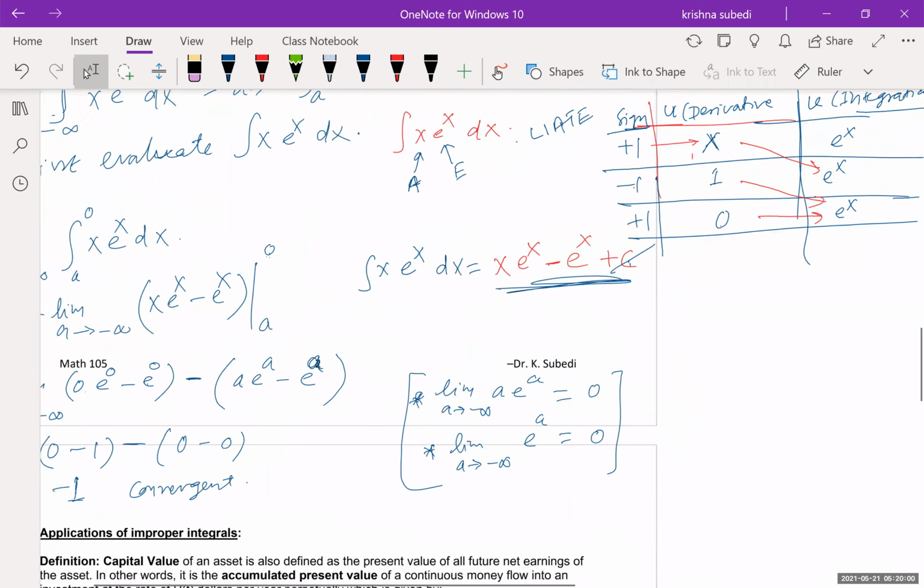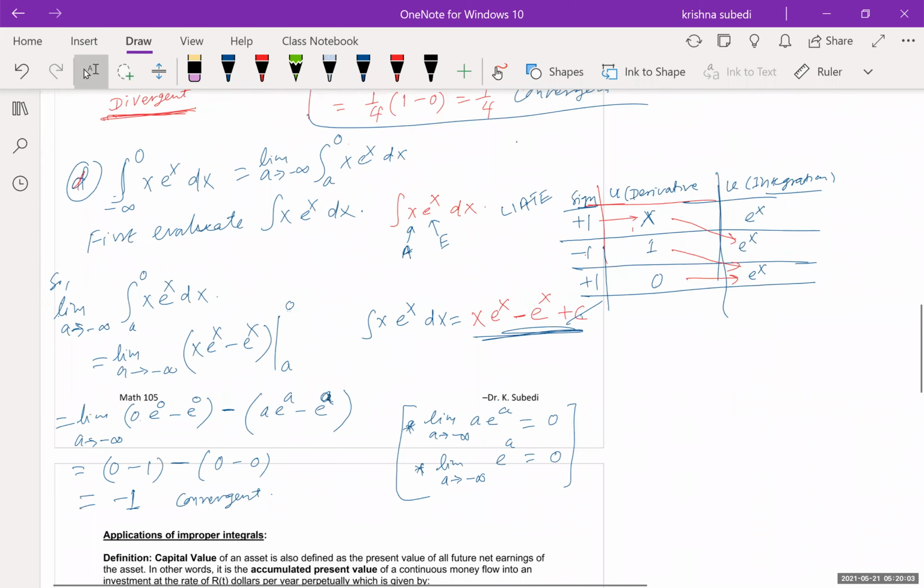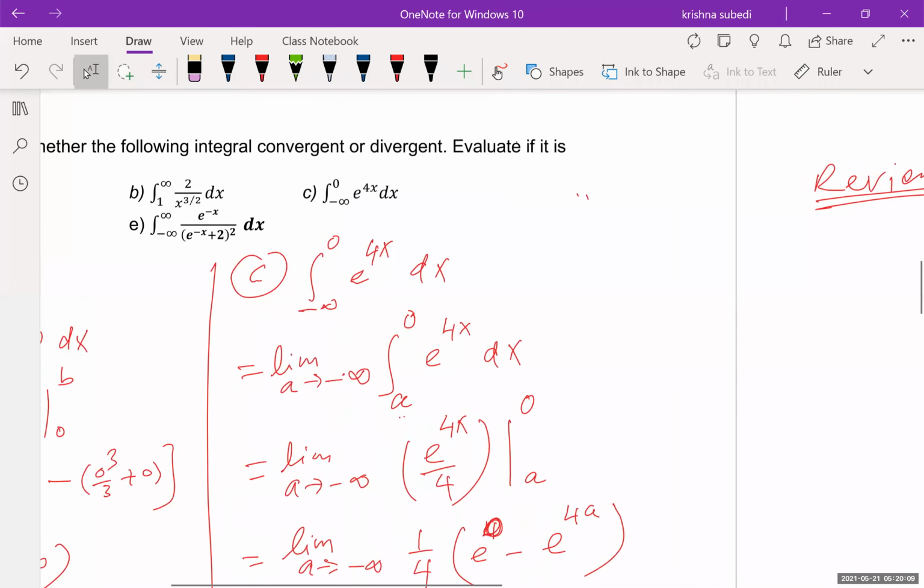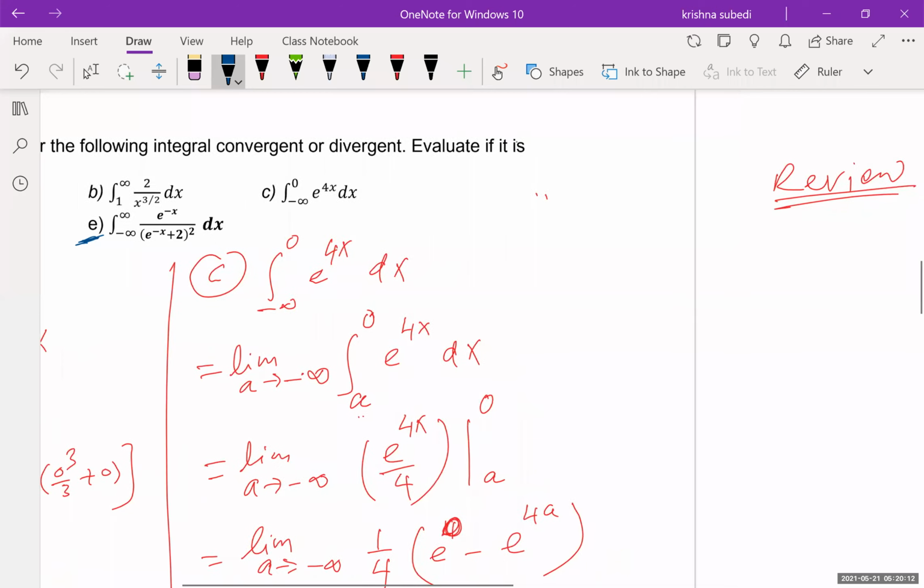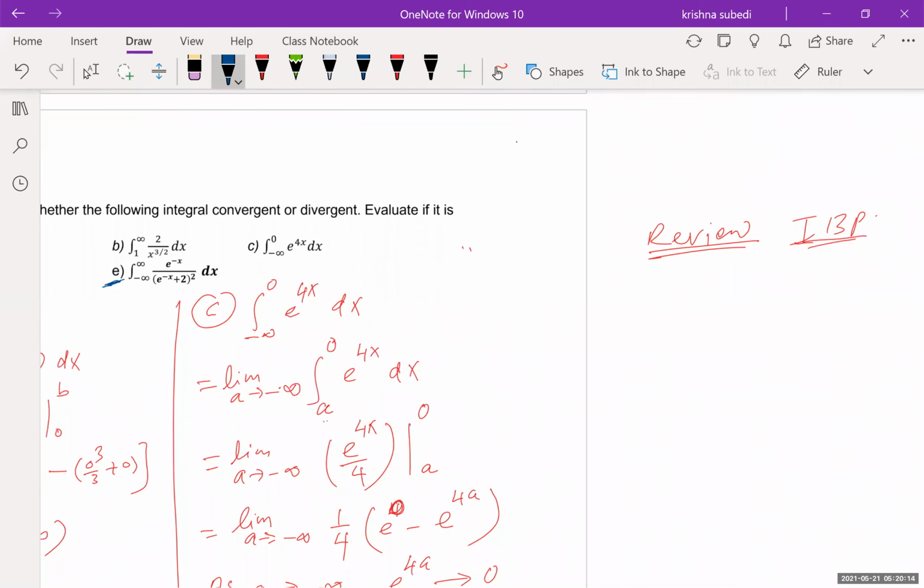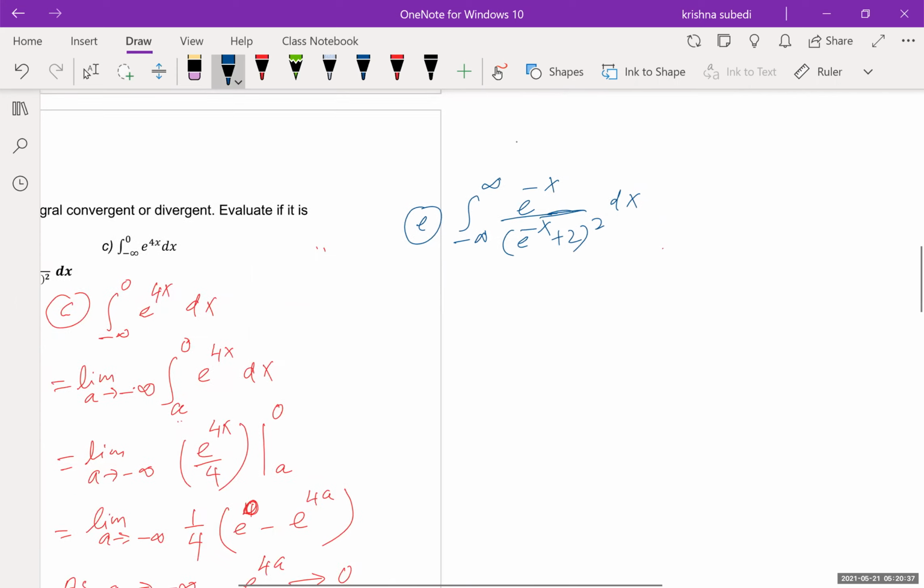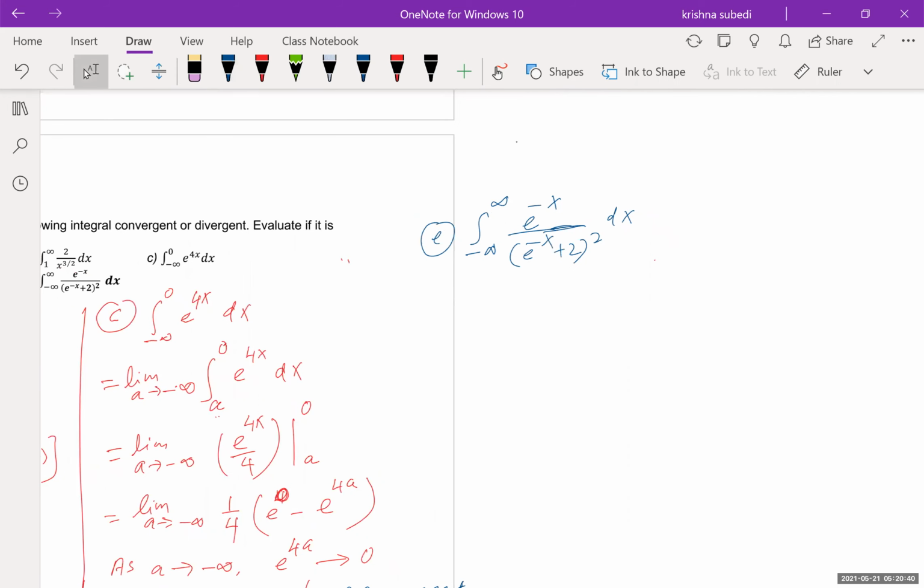Okay, so if you don't have any question, now let's try one more example, very quick. This part E. Let's begin part E: the integral from negative infinity to infinity of e raised to power negative x over (e to the negative x plus 2) square dx. So this integral looks a little ugly, a little complicated, but it's not actually.